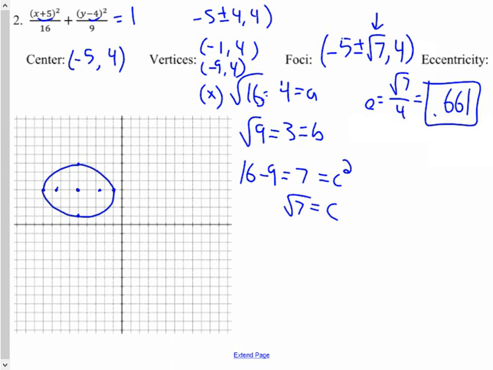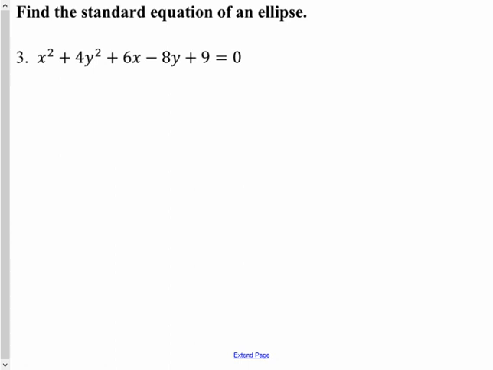And that covers our graphing. Right? So graphing ellipses aren't too horrible given that form. Moving on, what is the standard equation of an ellipse?